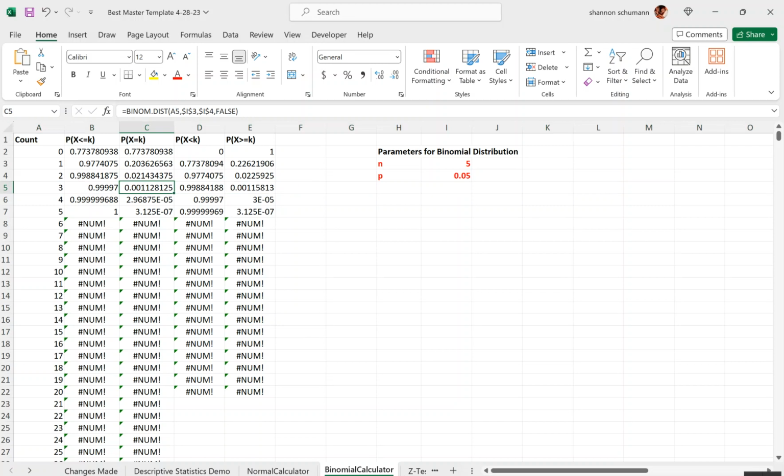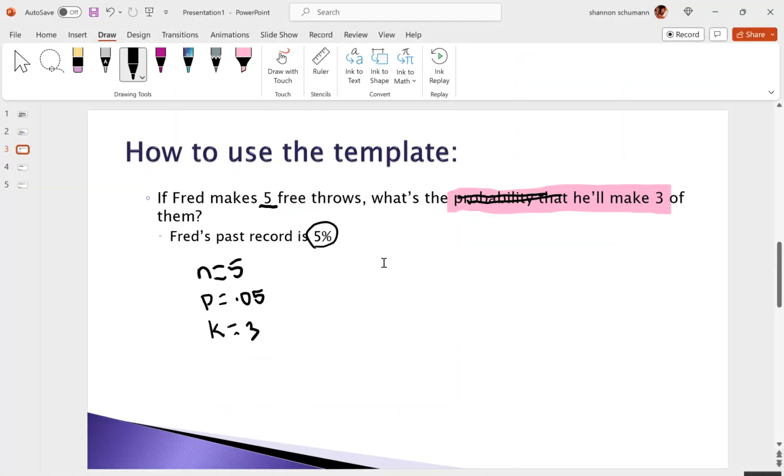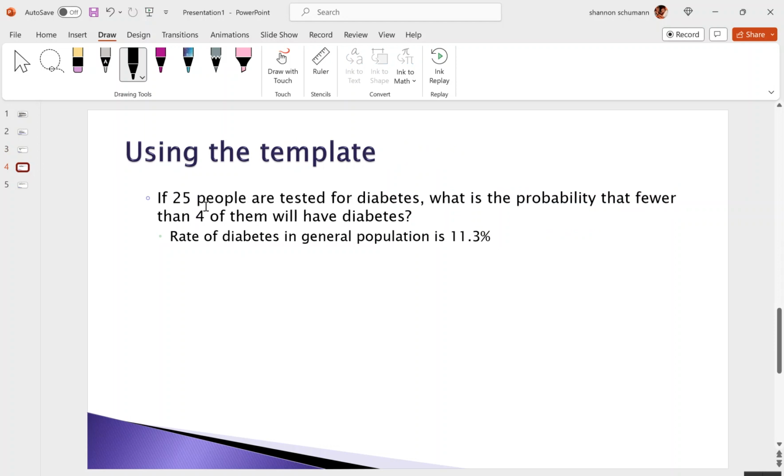Let's look at the next example. 25 people are tested for diabetes. The probability that fewer than 4 of them have diabetes. The rate in the general population is 11.3%. We tested 25 people total, so that's my N. My P is equal to 11.3%, 0.113. And the thing we want the probability of is fewer than 4. So K equals 4.